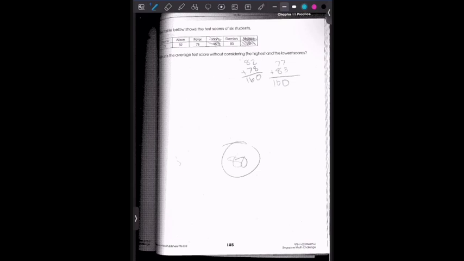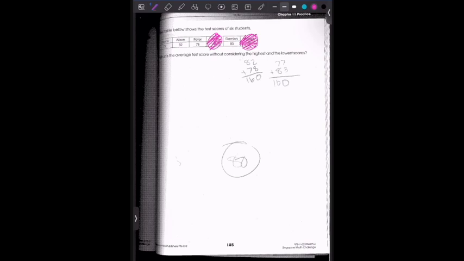So there's a table that shows the test score of 6 students. And so it says, what is the average test score without considering the highest and lowest scores? So the highest score was John's, 95, and the lowest was 75. And so we're going to exclude those scores.